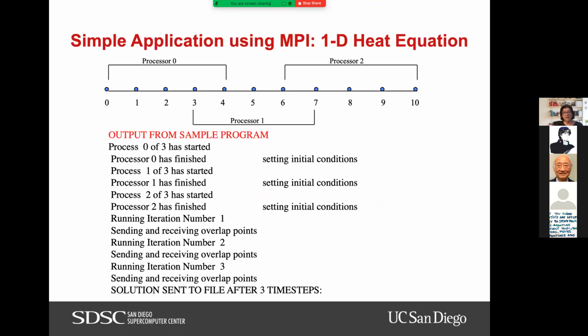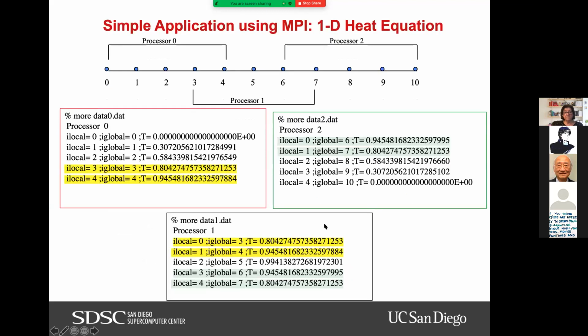So now we're running it, and here's our output that the processors have started and finished their communication. They're sending and receiving data, and then solution sent to file. And here's our files. The output is in data 0.dat, data 1, data 2.